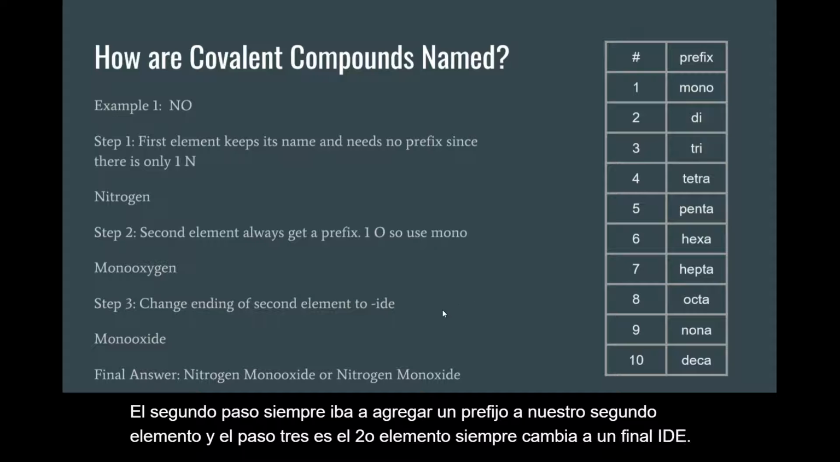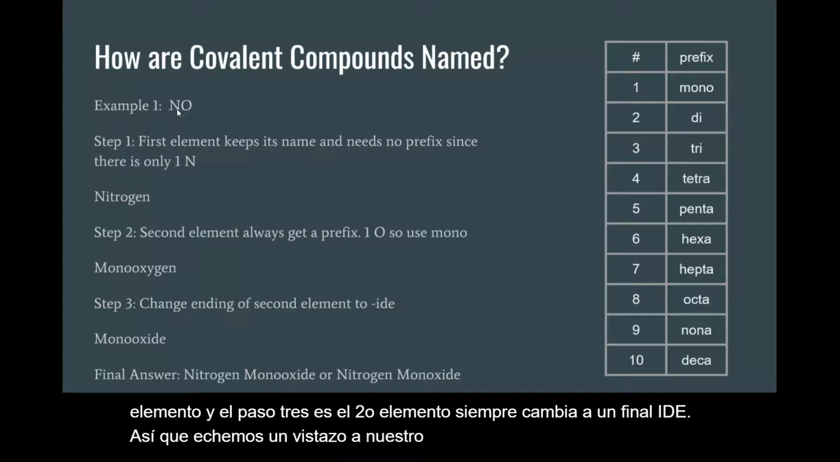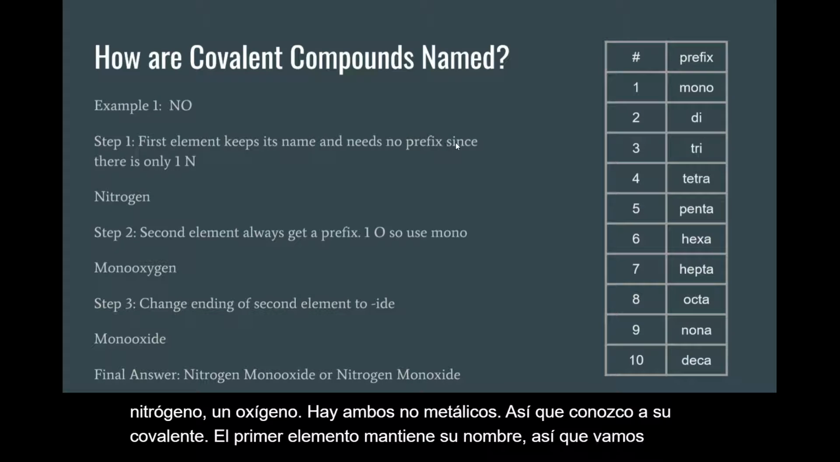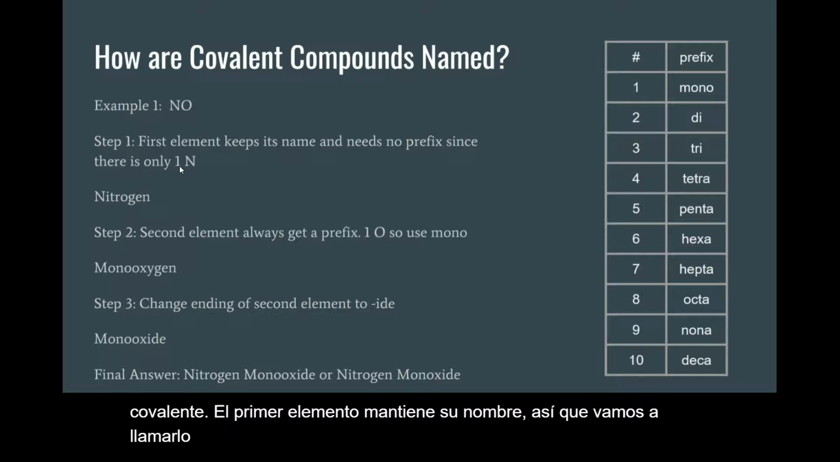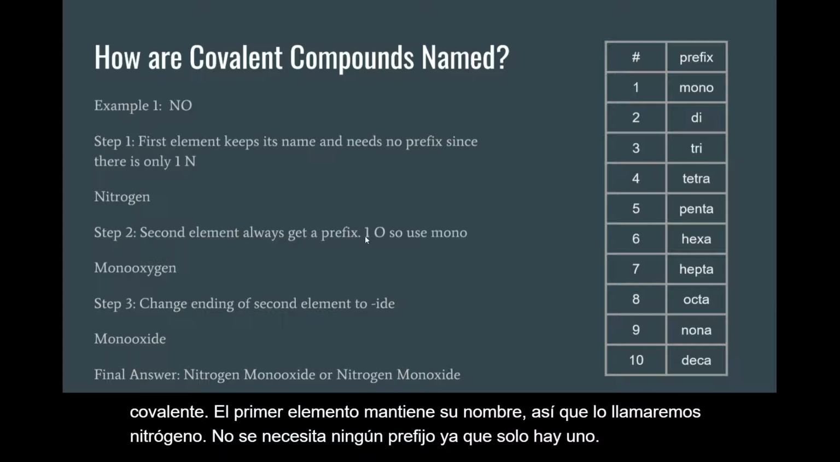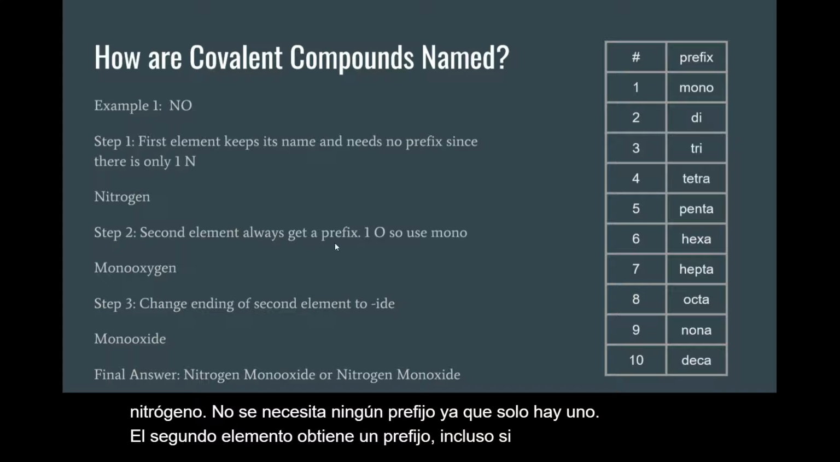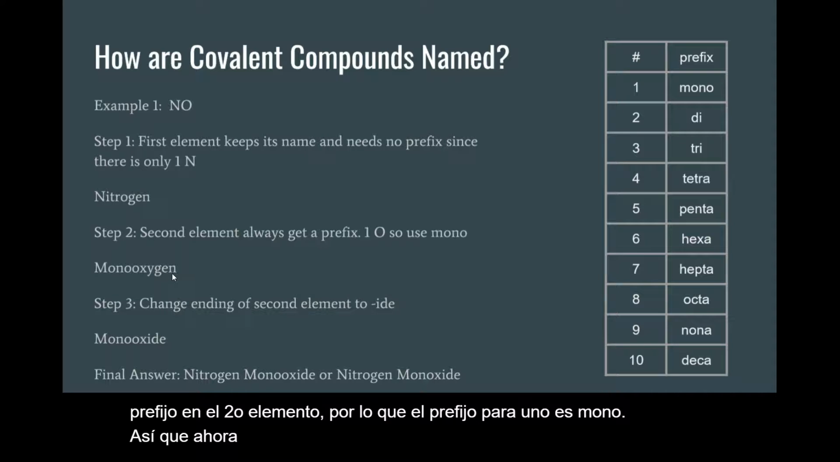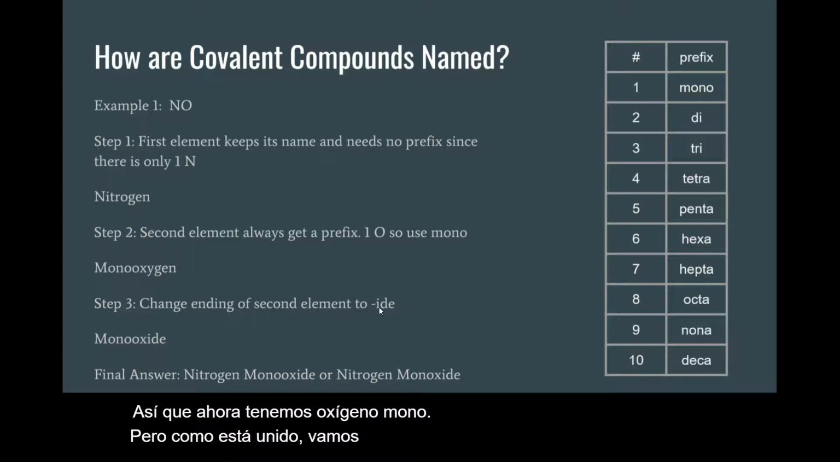So let's take a look at our first example. NO has 1 nitrogen and 1 oxygen. They're both nonmetals, so I know it's covalent. The first element keeps its name, so we're just going to call it nitrogen. No prefix is needed since there's only one. The second element gets a prefix, even if there's only one. Always a prefix on the second element. So the prefix for 1 is mono. So now we have monooxygen. But because it's bonded, we're going to change the ending of that second element to IDE, and it'll become monoxide.